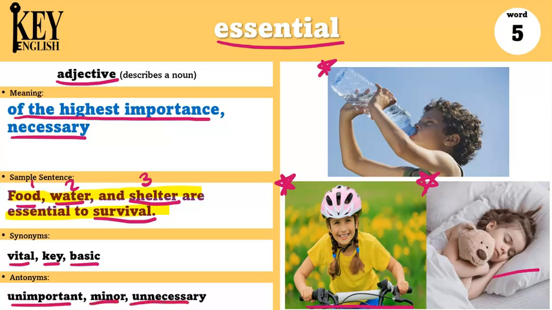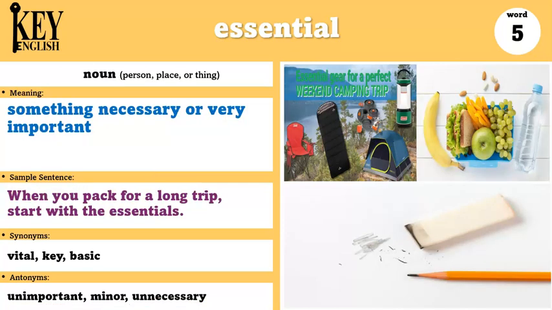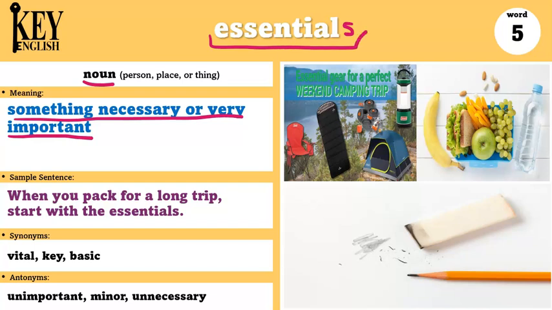minor, and unnecessary. We can also use essential as a noun, and usually when we use it as a noun, we add an S to the end of it. So this time it means something necessary or very important. The meaning is the same, but we're talking about the actual thing. So now the thing is called an essential. We're not using this word to describe something. For example, when you pack for a long trip, start with the essentials.